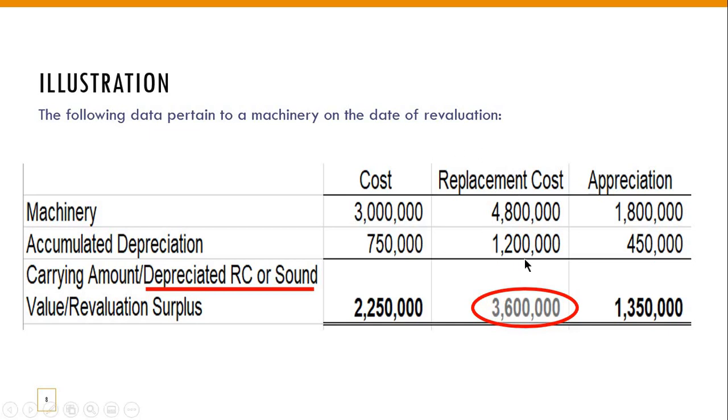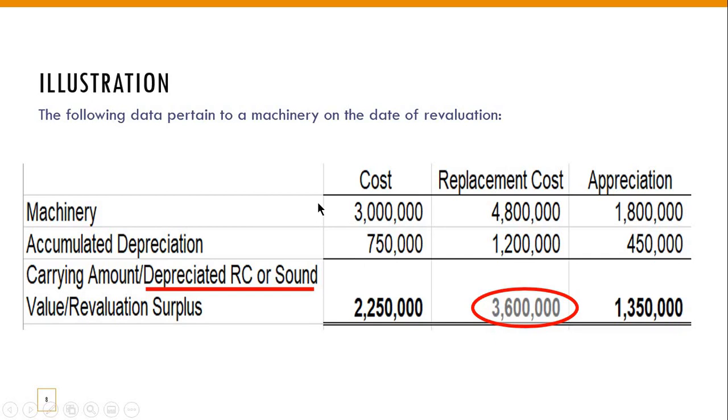This accumulated depreciation is proportionate to the accumulated depreciation on the historical cost. So for our replacement cost, we also increased the accumulated depreciation. It still has accumulated depreciation, again based on the accumulated depreciation on its historical cost. As computed, that's 1.2 million. This is our depreciated replacement cost or sound value. So this is the revalued amount of the asset.